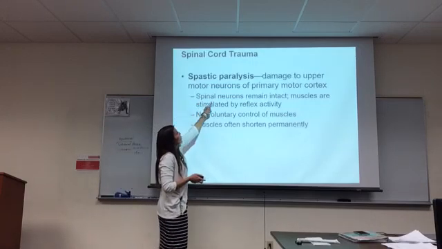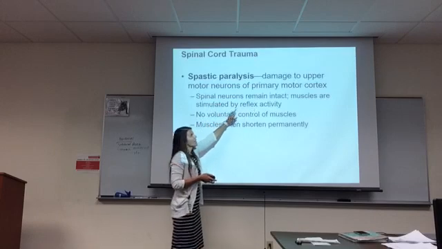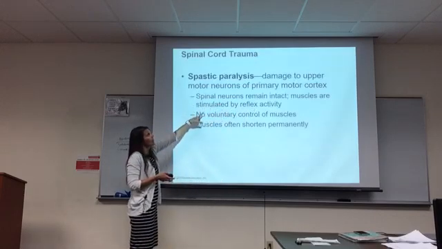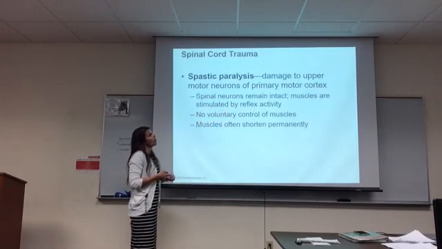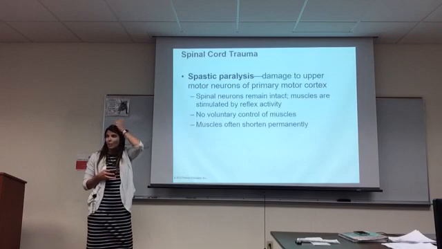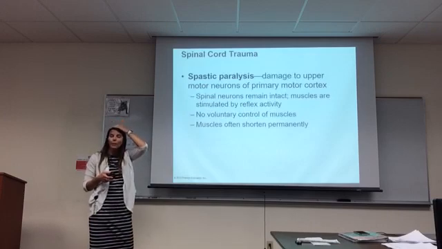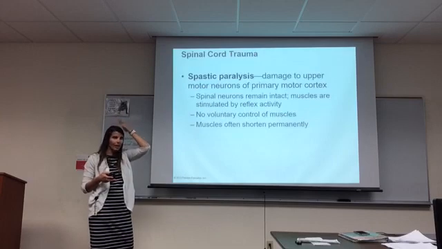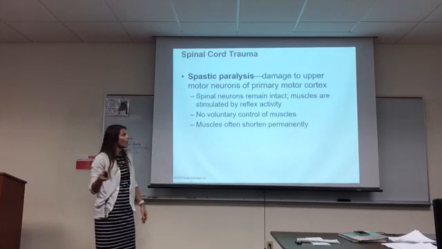Spastic paralysis, where does it talk about the damage? Damage to the upper motor neurons of the primary motor cortex. This didn't happen to the spinal cord itself, but where did this happen? Upper motor, or primary motor cortex. Where's the primary motor cortex? It's up here. Okay, it's in the brain, so that's not the spinal cord itself. So something happened here, you got hit in the head or something like that, and that created that problem.